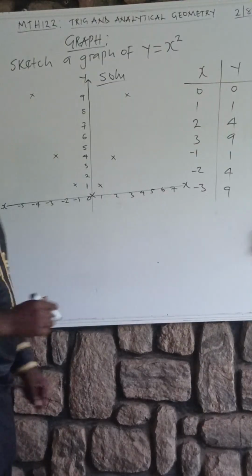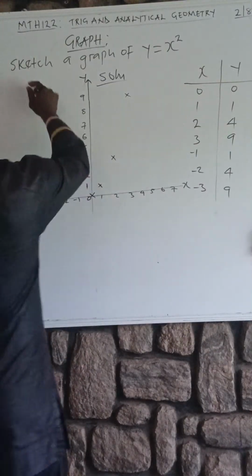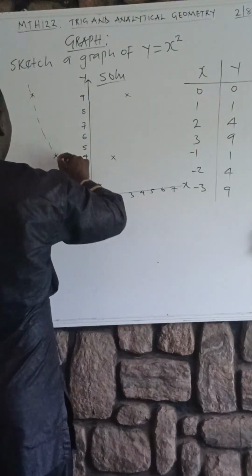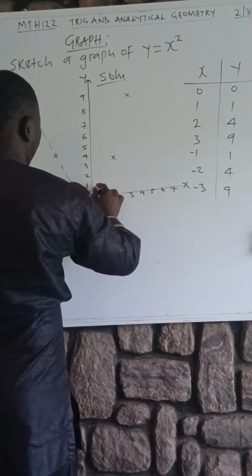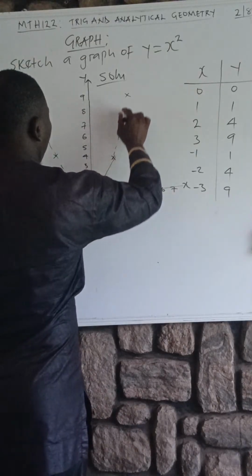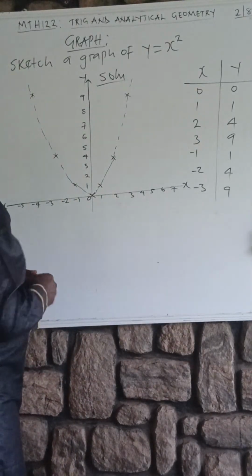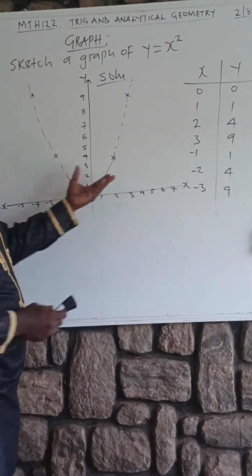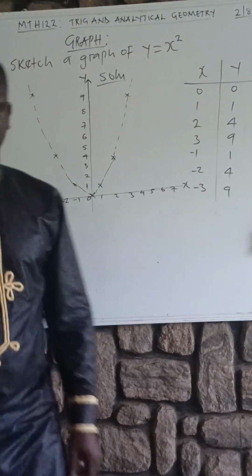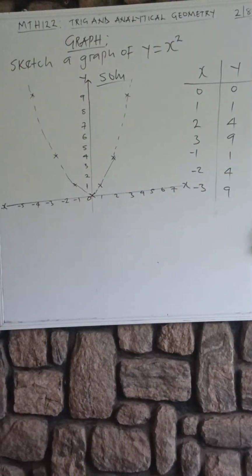So now you can see that this is how the graph, the parabola, looks. Can you see now? So you can now see that it is upwardly open, the parabola. It is upwardly open. Are you seeing? Do you understand? So that is that. Let's move further to consider some examples again.